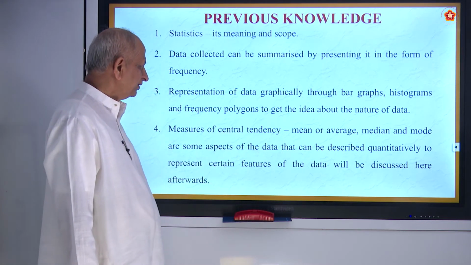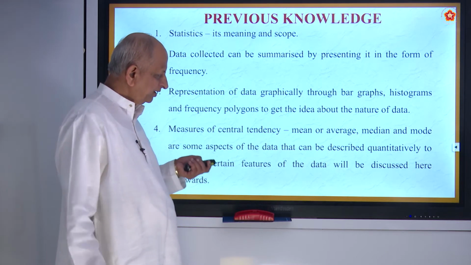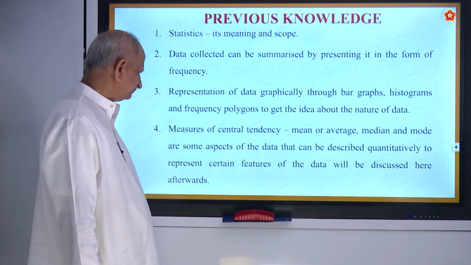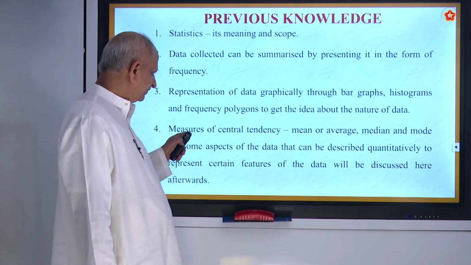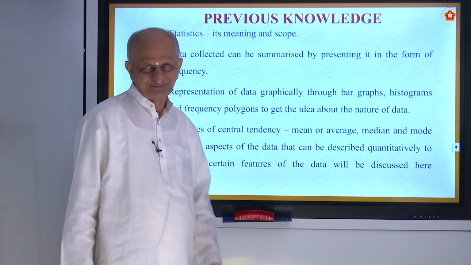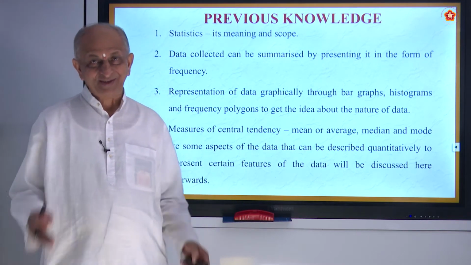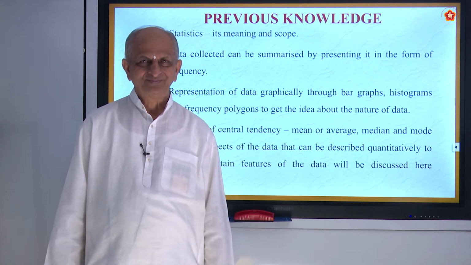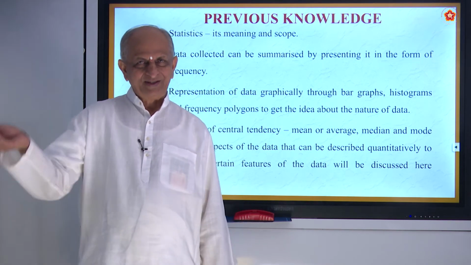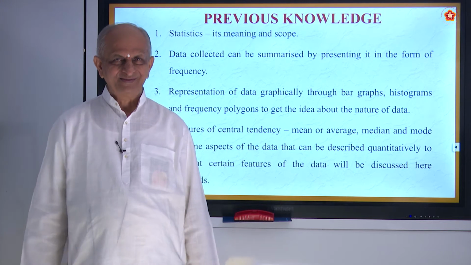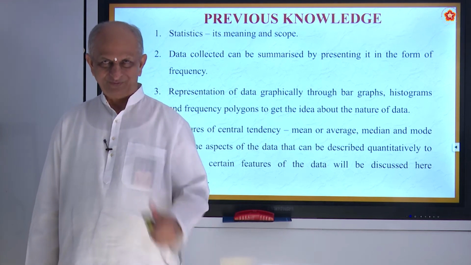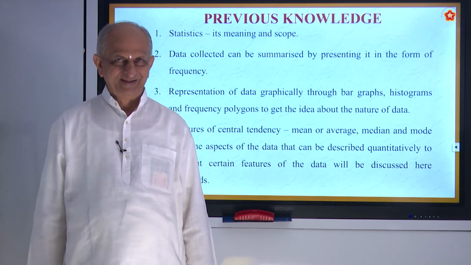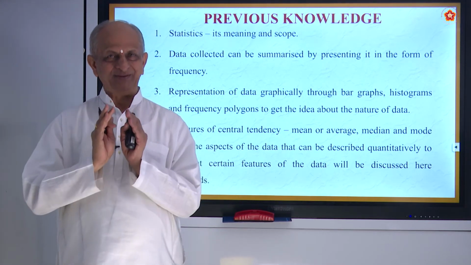And today onwards we will have a new way of representing data. They are called measures of central tendency. Central means middlemost. For example, what is the capital of Karnataka? Bangalore. What is the capital of India? Delhi. They are called central places.